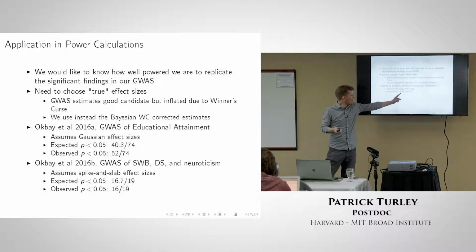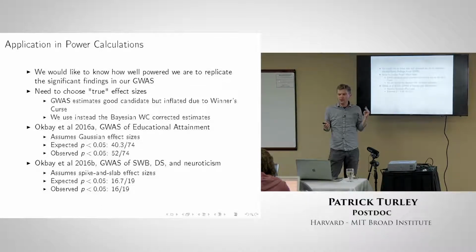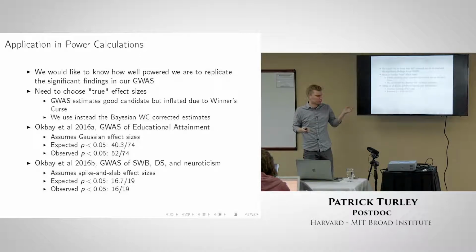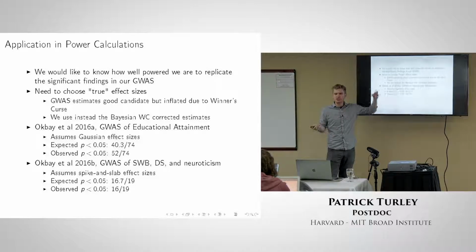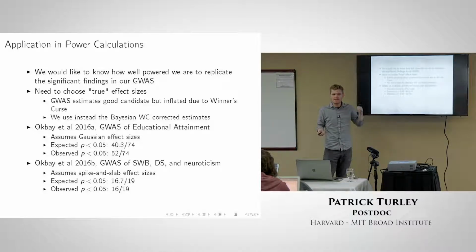When we did this simulation to look at how many SNPs we expected to replicate at 0.05, we guessed that there would be 40.3 out of the 74, and in the end we saw 52. This was based on a Gaussian prior. I told you we have to make a choice about a prior. So we did even better than expected in this case. That was nice.